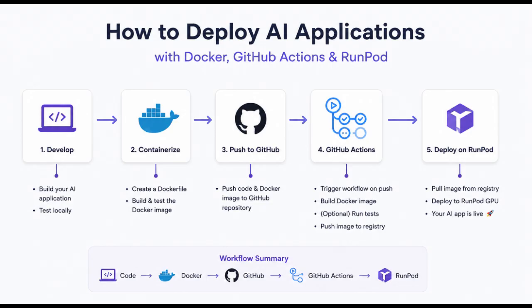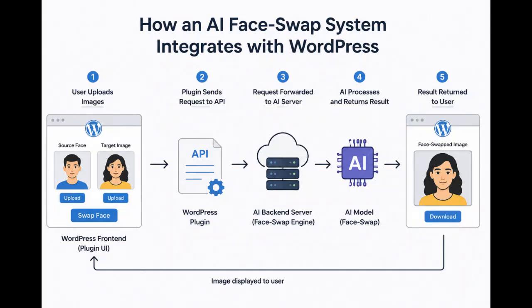So that is how AI face swap integrates with the WordPress plugin. The key idea is that WordPress handles the user interface while an external AI backend performs the heavy image processing. This separation keeps your website fast, scalable, and much easier to maintain. So if you are building an AI-powered WordPress project, understand that this architecture is the first step toward creating a reliable face swap application.